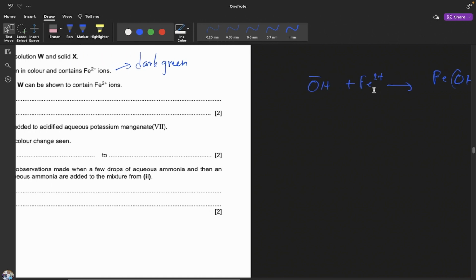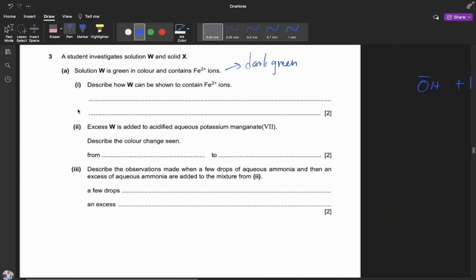So you can say by adding a base such as ammonia or sodium hydroxide. Okay. Excess W is added to acidified potassium manganate.